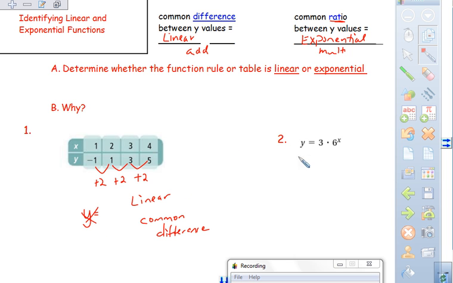Number 2, well, this is an equation, and this looks like y equals a b to the x. So I'm going to say this is exponential. And let's take it a step further. Is this growth or decay? So I'm going to look at my b value. If it's greater than 1, it's growth. If it's less than 1, it's decay. So this is going to grow.